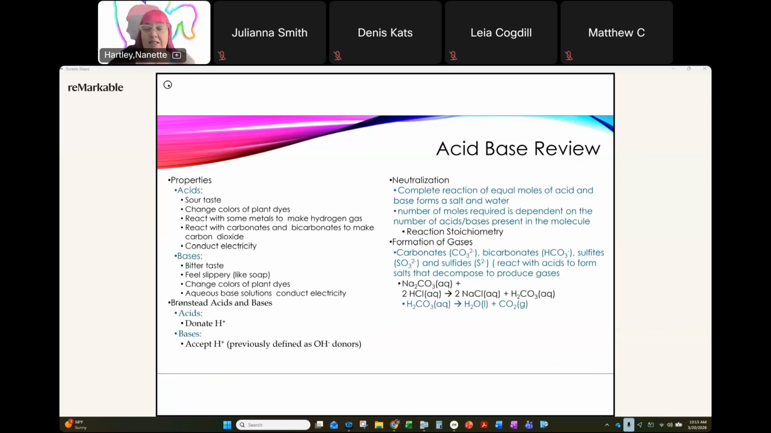Bases are bitter in taste. They feel slippery like soap. And again, that's because the initial soaps were made out of NaOH, which is a base. They change colors of plant dyes. So I don't know why that's useful because both acids and bases do it. And they, in aqueous solutions, will conduct electricity. And that's based on the presence of those ions.